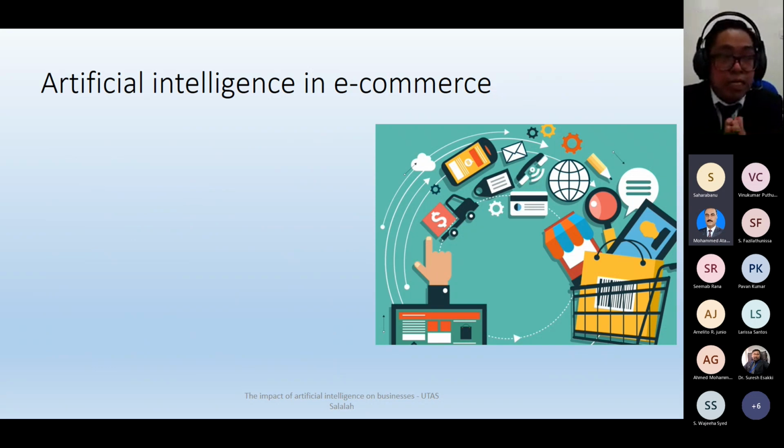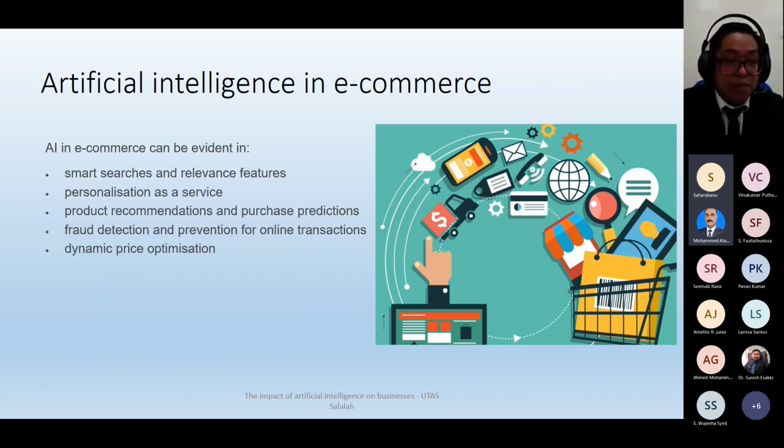Now, since we're on the business side, we categorize them into e-commerce, and give some examples of applications from a particular business point of view. Basically, smart searches and relevance features are there when it comes to e-commerce. Personalization of services is also there. Product recommendation, purchase prediction. This is good though.